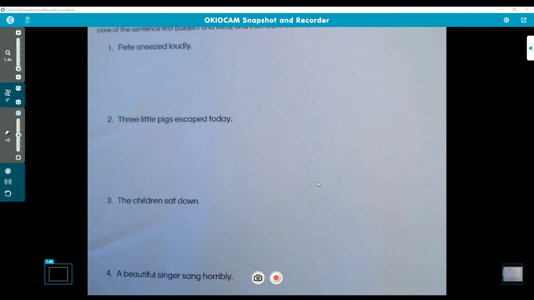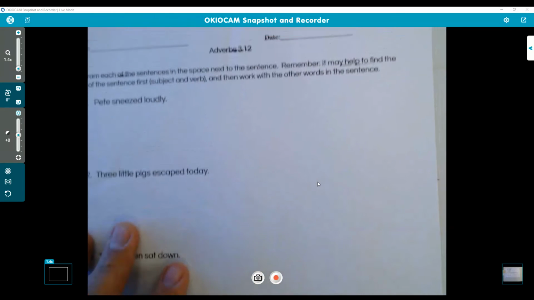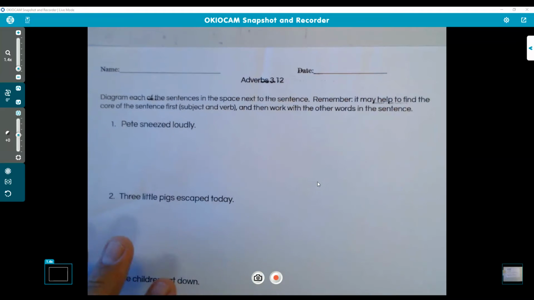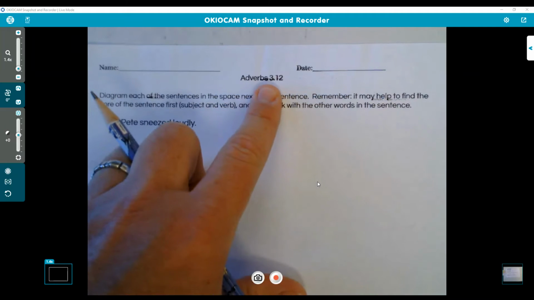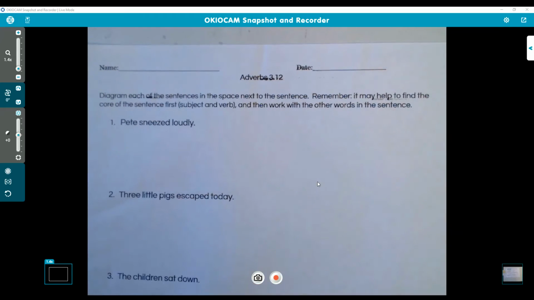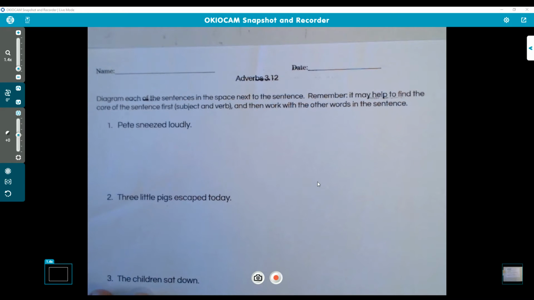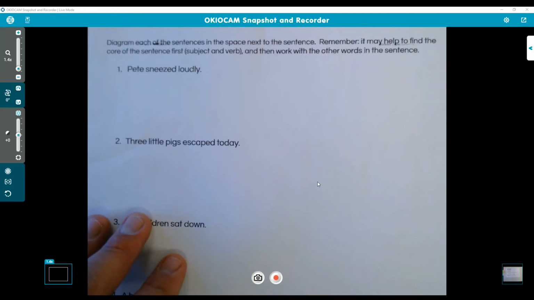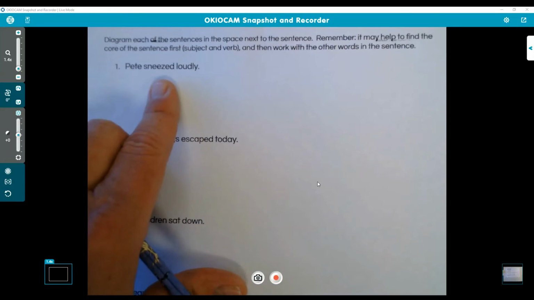Hello, scholars. Today's grammar lesson is working on adverb sheet 3.12. So you want to take a moment, find that in your packet of grammar materials. If you don't have that packet, you can print off this sheet, which is attached right to the post in Google Classroom, or you could even just get a piece of paper and, all right, you'll be able to see the sentence here, and then you could just diagram it on the piece of paper.